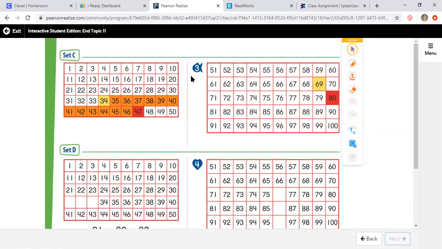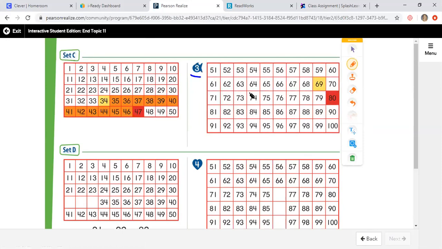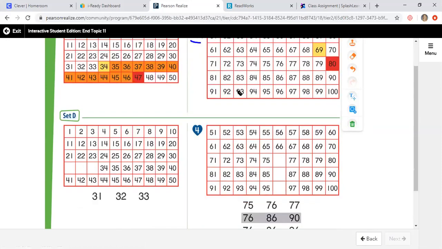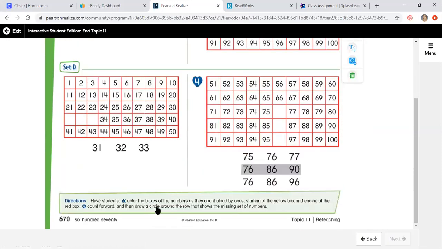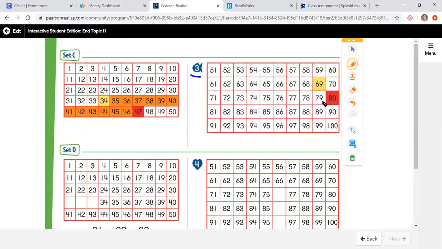All right, let's go on to this one, number 3. Here's our little example, and here's a problem we have to do. Color the boxes of the numbers as you count out loud by ones, starting at the yellow box and ending at the red box. We're going to count by ones. Remember, tens is if you're skipping, like 10, 20, 30. But we're counting by ones, so we go to the next number and then the next one in order.